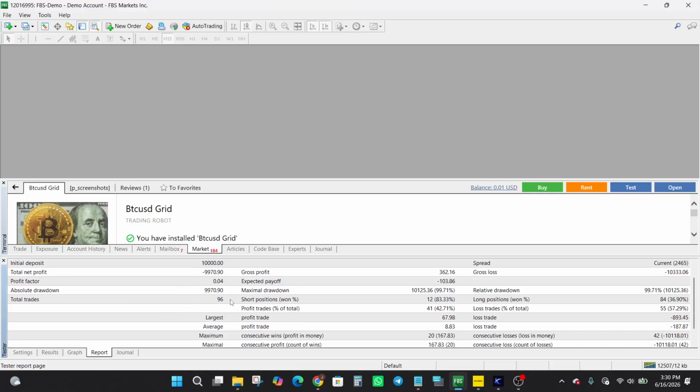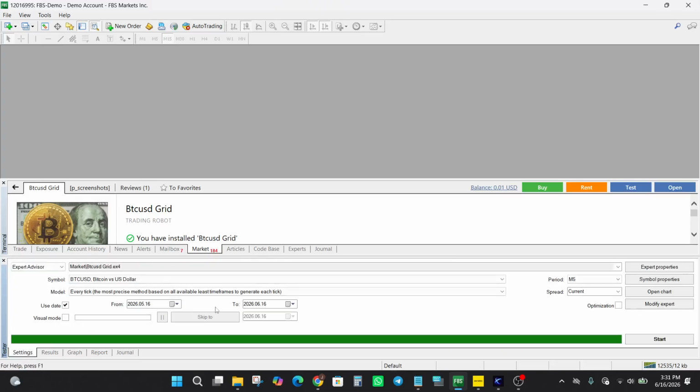So the total trades taken were 96, out of which 41 were profitable, giving us a 42.71% win rate. Now, the largest profit was just $67.98, but the largest loss was 893.45. The difference is much. Average profit 8.83, but average loss 187.87. The difference is significantly much. So this shows that the risk to reward ratio is extremely bad. Extremely bad.